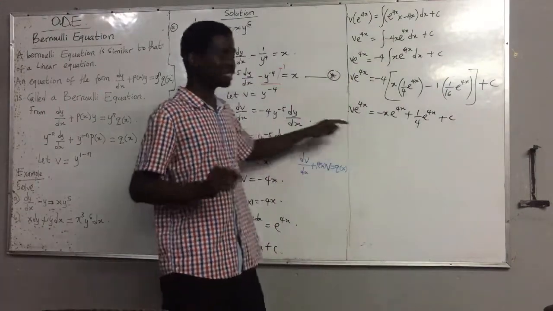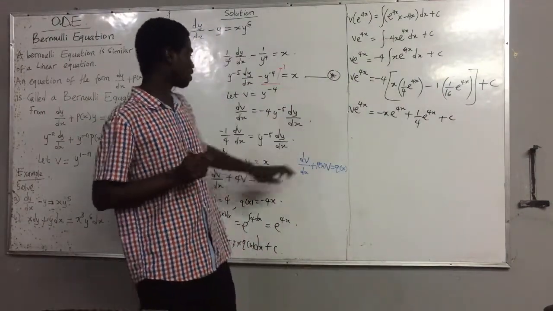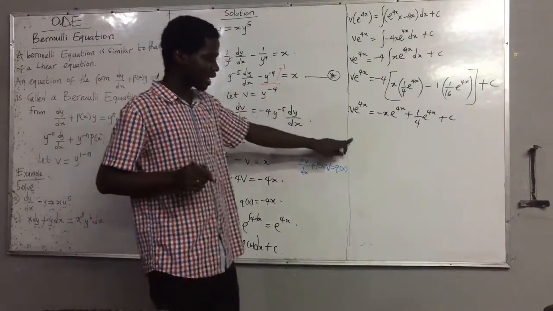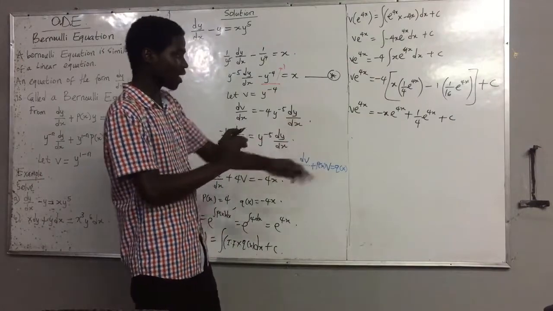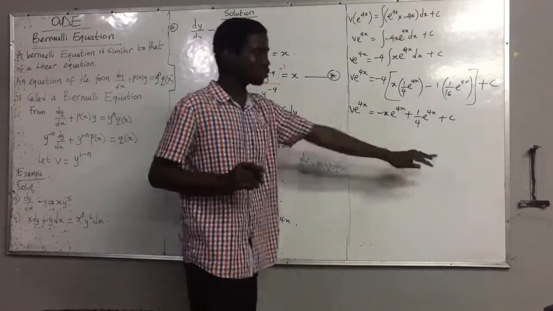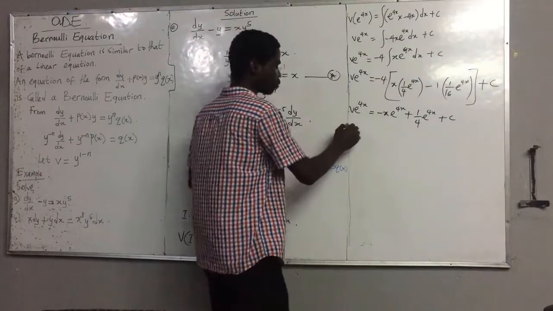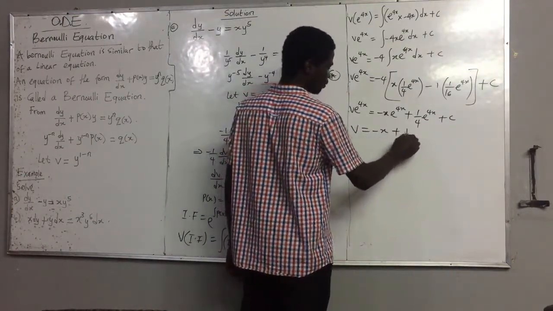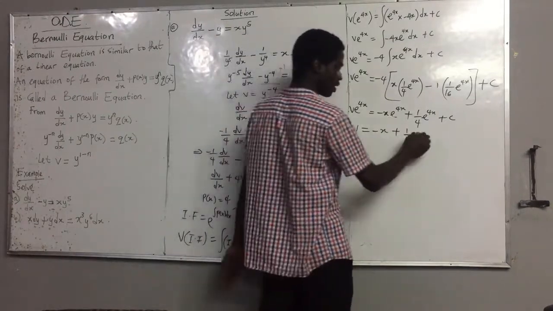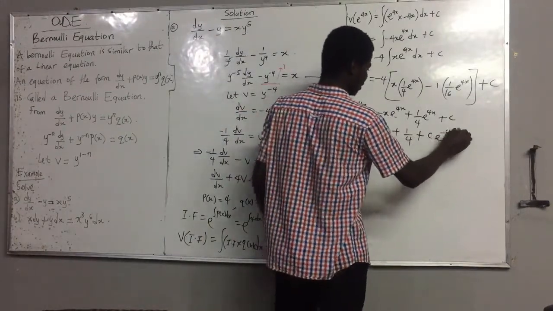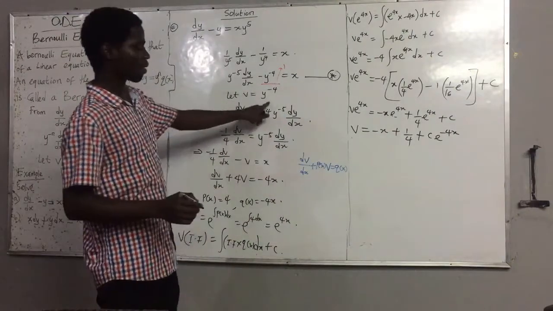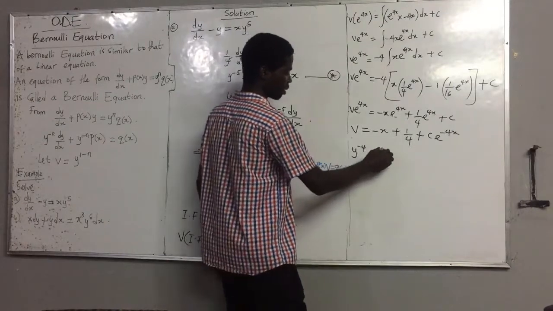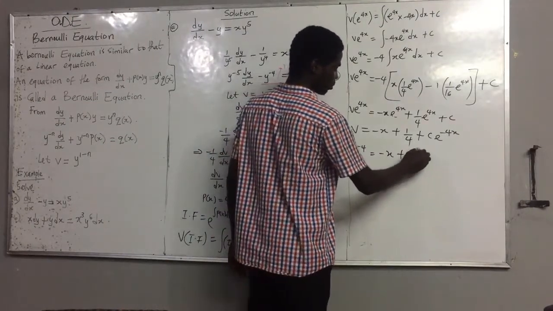You might leave your c. You have to change this v. What is v again? v is y raised to power -4. Do you get that? Because v is not in the question you are given. y raised to power -4. You can just divide through by e raised to power 4s. If you divide through by e raised to power 4s, you get v equal what? -s plus 1 over 4, because it will cancel out. Then you have plus c e raised to power -4s. So y raised to power -4 is equal to -s plus 1 over 4 plus c e raised to power -4s.